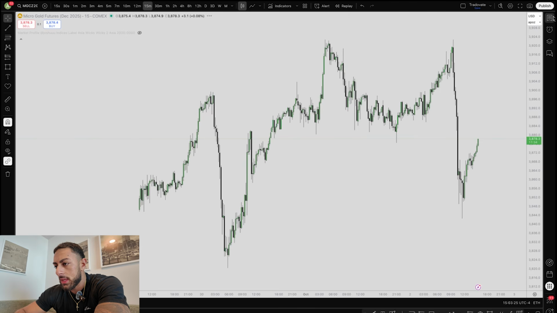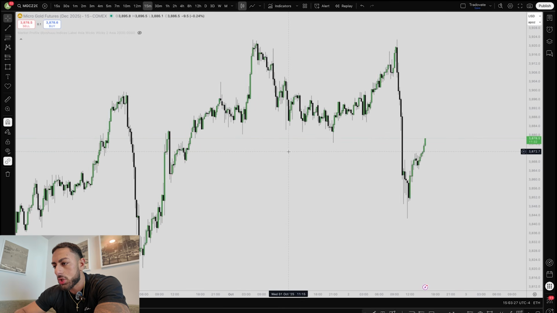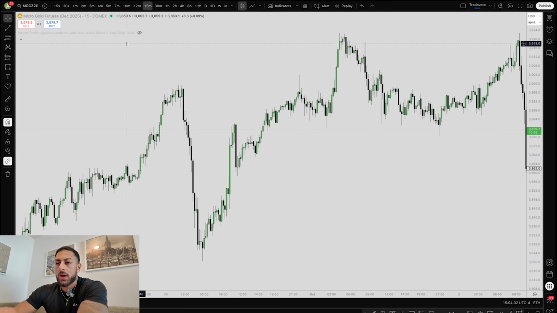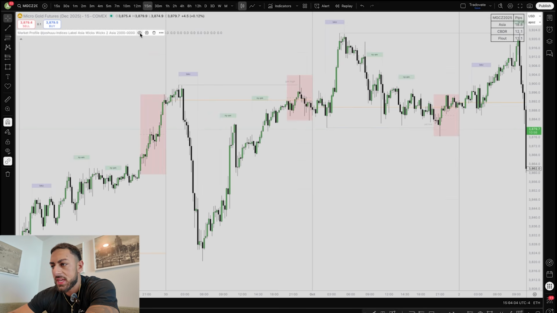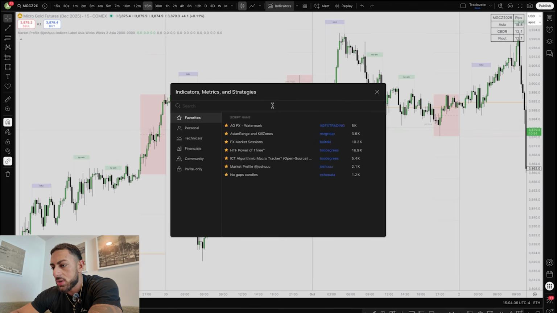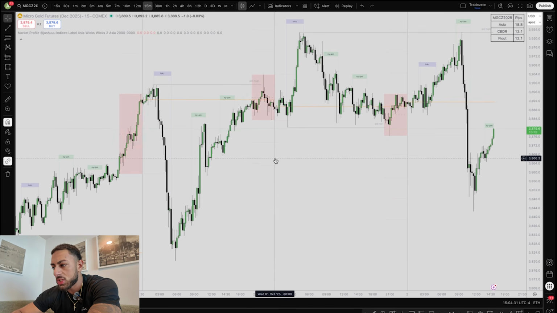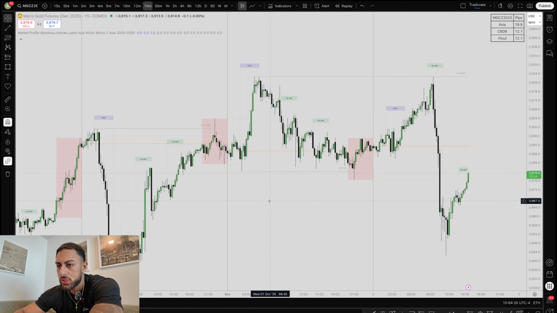Okay, so here I have the gold chart outlined. The first thing I do when I get onto my charts is that I load up this indicator. If you go over to indicators, you can see it is referred to as market profile at Josh Shu. Now, before I started using this indicator, I used to manually place vertical lines across my chart to indicate the separate days. However, I found it easier to simply just use this indicator that will do it for me.